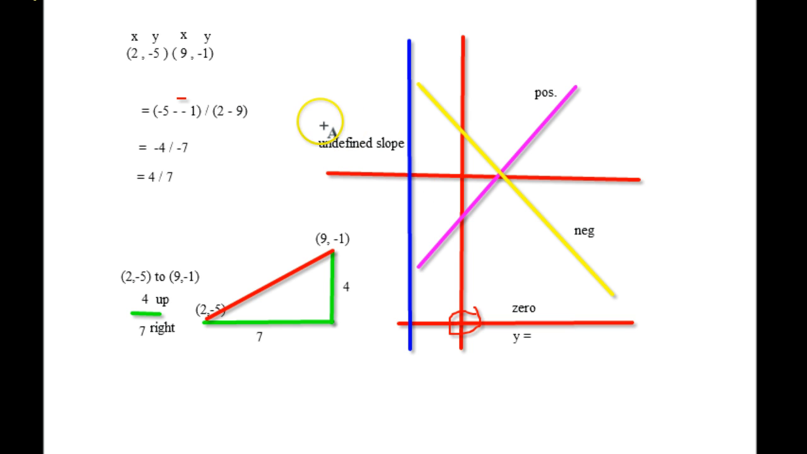And then the undefined one, most people forget, is just x equals a number, and that number is usually where you cross the x-axis. So as long as you pay attention to those, finding slope and writing them into the formulas should be pretty easy.